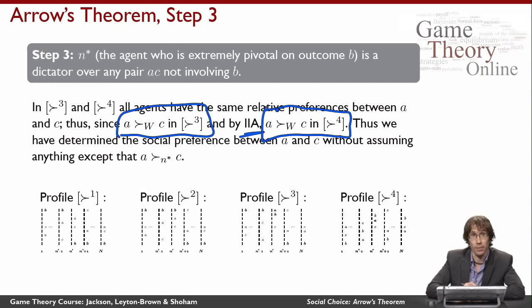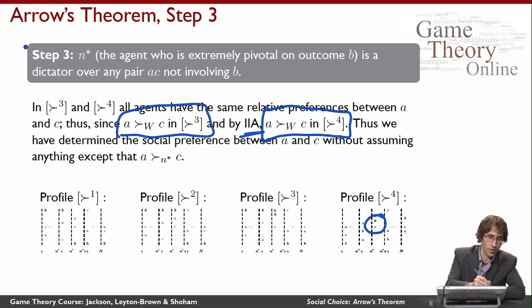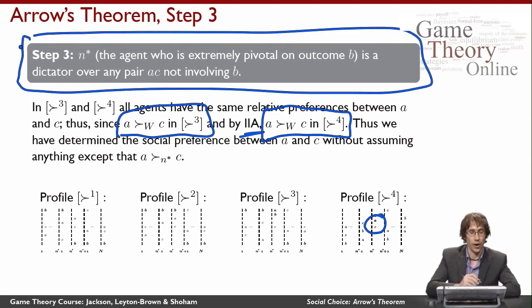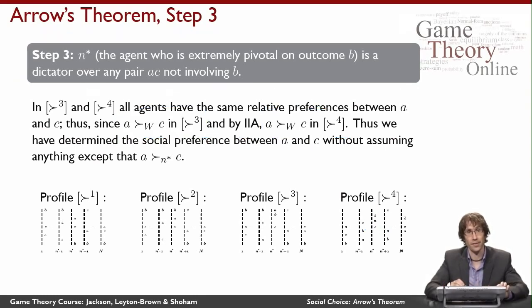But that's pretty interesting, because the only thing we've assumed about pref 4 is that A goes above C for n star. And that means that we've established the thing we wanted to establish, which is that n star is all by himself able to determine the relative ranking between A and C, regardless of what everybody else says. So that makes him a dictator over the pair AC.